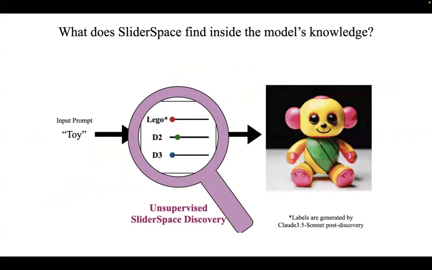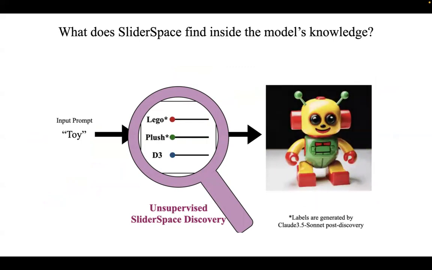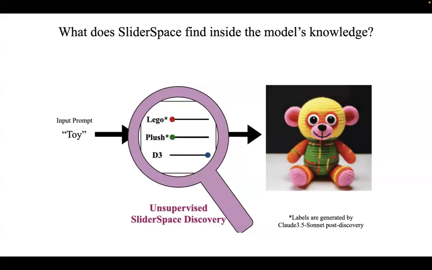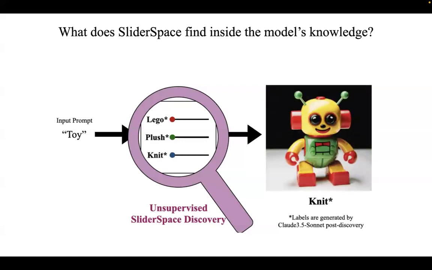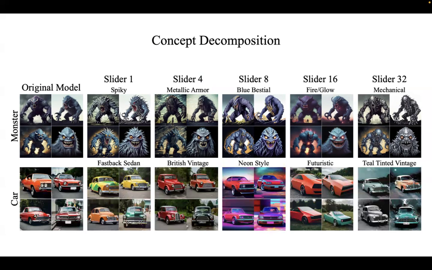So to label them, we apply these directions post-discovery and label them using automatic tools like a VLM, such as Claude 3.5 Sonnet. Here are some interesting directions we found for the concepts monster and car. As you can see, each slider has a very consistent semantic effect on the outputs. And when these images are passed through a vision language model, they are labeled appropriately.